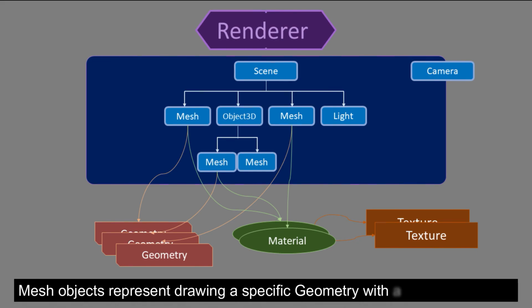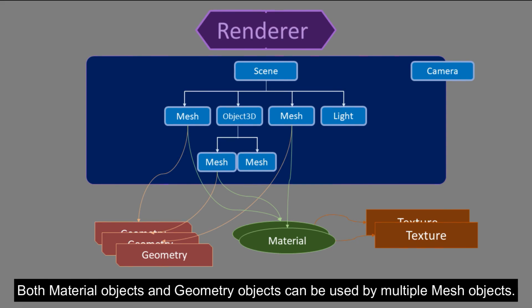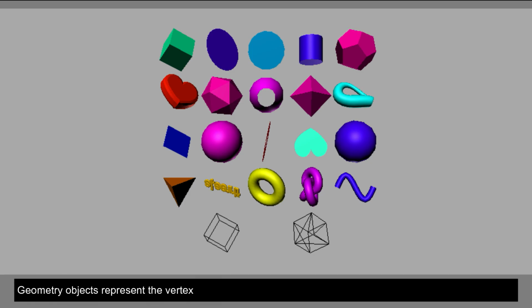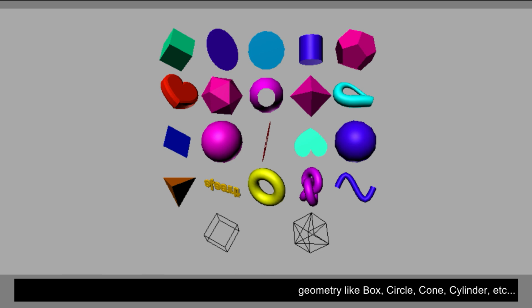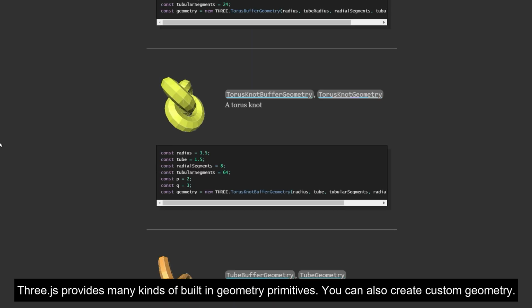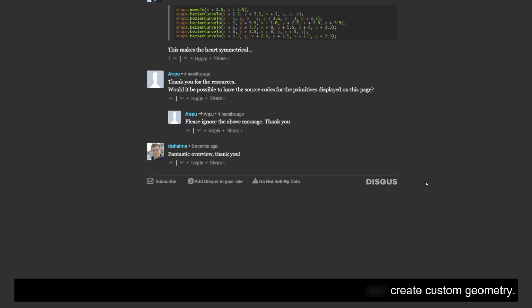A mesh object represents drawing a specific geometry with a specific material. Both material objects and geometry objects can be used by multiple mesh objects. Geometry objects represent the vertex data of some piece of geometry, like box, circle, cone, cylinder, etc. Three.js provides many kinds of built-in geometry primitives. You can also create custom geometry.